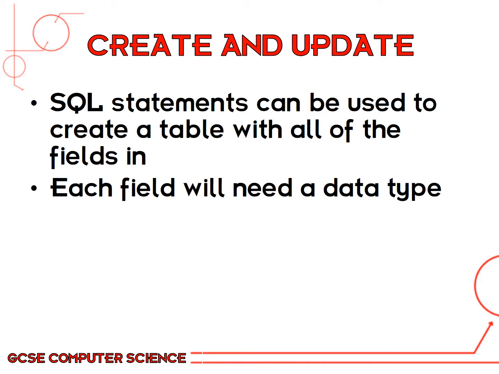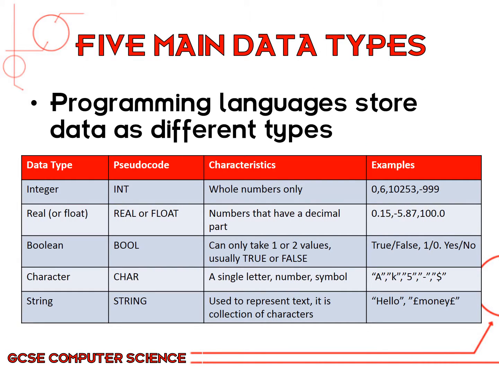An example of some of the statements we can use are to create and update. So SQL statements can be used to create a table with fields in, and each field will need a data type. Now if we do a little recap back to the 5 main data types that we use for this course, we will remember that we have integer, real, boolean, character and string. These are the 5 different data types that we can use, and we can use this to create our fields in a database.